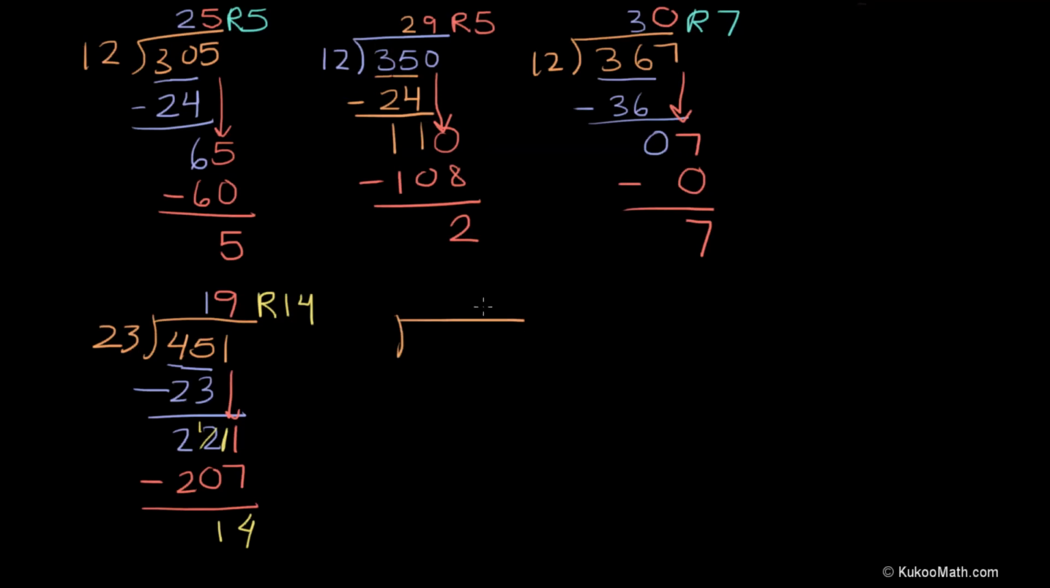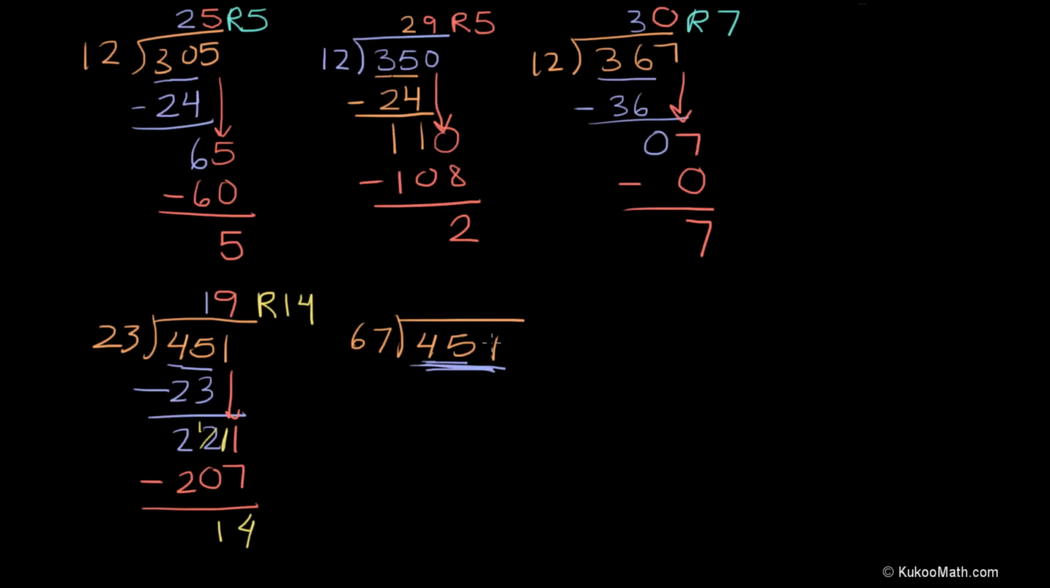Let's try one last problem. 451 divided by 67. Our first step is to see if 67 can go into 4. It can't, so let's see if it can go into 45. Again, it can't because 45 is still less than 67. So this means that we're basically going to have to guess the entire problem.